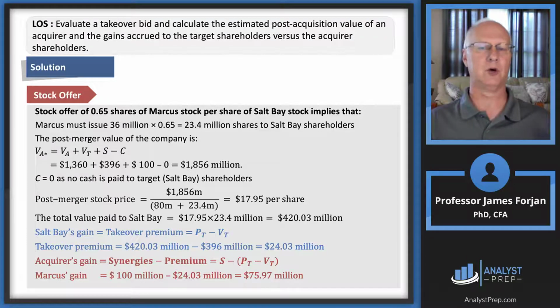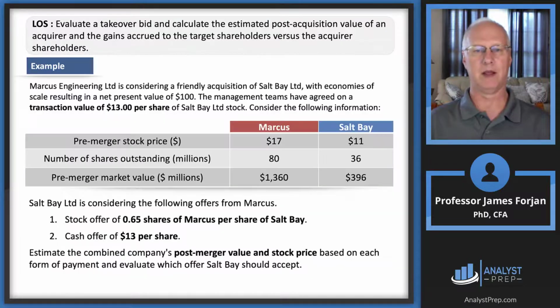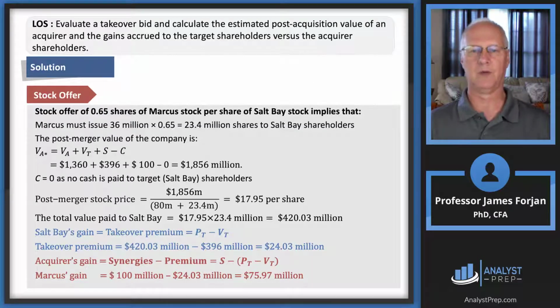So think about that as total market capitalization divided by the 80 million, right? Where do we have that back here? We had the number of shares outstanding for Marcus was 80 million plus the extra about 24, right? So that gets us to a post-merger stock price of $17.95. The value paid to the Salt Bay shareholders then is that $17.95 times those extra 23.4 million. So there's $420 million.